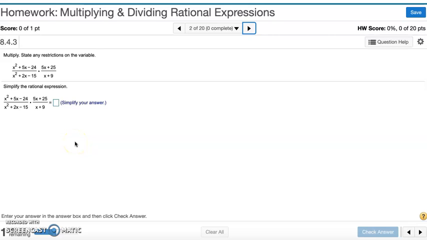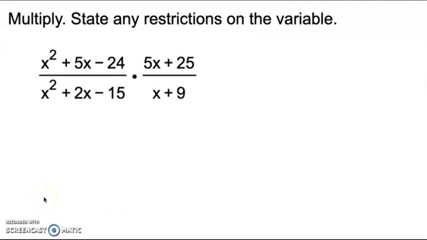Multiplying and dividing rational expressions. Starting at number 2, it says to multiply and state any restrictions on the variable. So let's take a look at it. The first thing we're going to do is factor where we can factor.